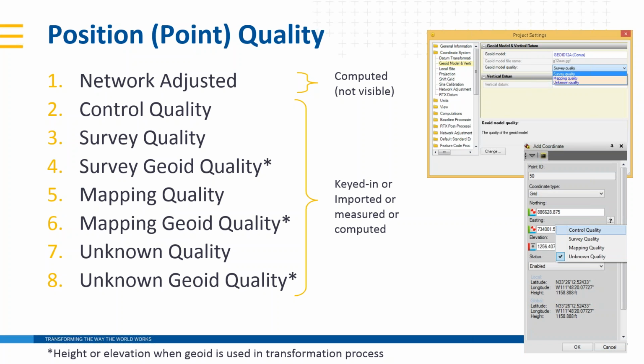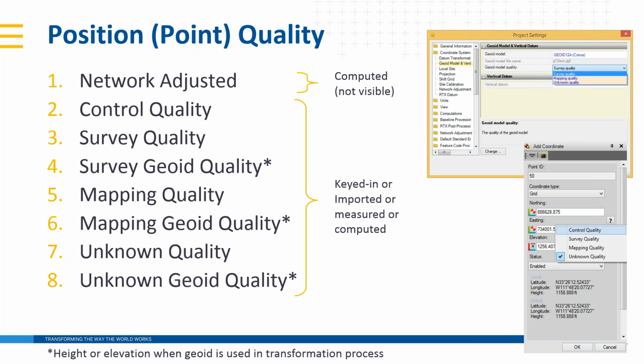Here what you see on top is the network adjusted coordinate. That's a label that is not visible in TBC, so it's not as transparent as these other ones. But if you have performed network adjustment, that type of coordinate is going to take precedence over these other 7. So you can see here how these positions are stacked in terms of quality.